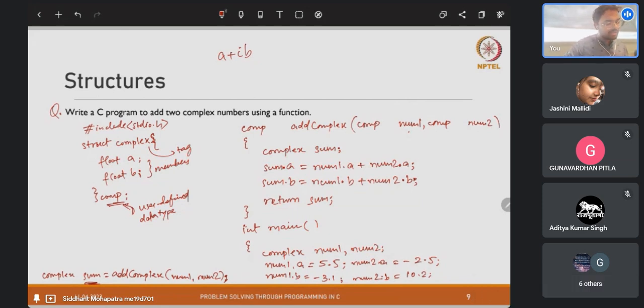So this is basically how you can define a structure, and you can write a function which takes structures as input and gives out a structure as output. So you can pass structures to functions as well. That is what I wanted to show you. I hope this is clear. If there is any doubt, you should feel free to ask me.